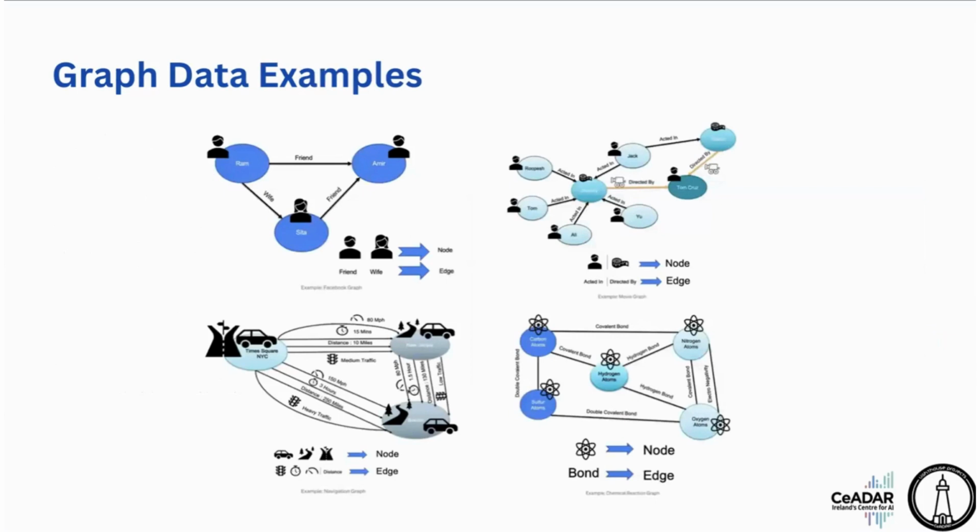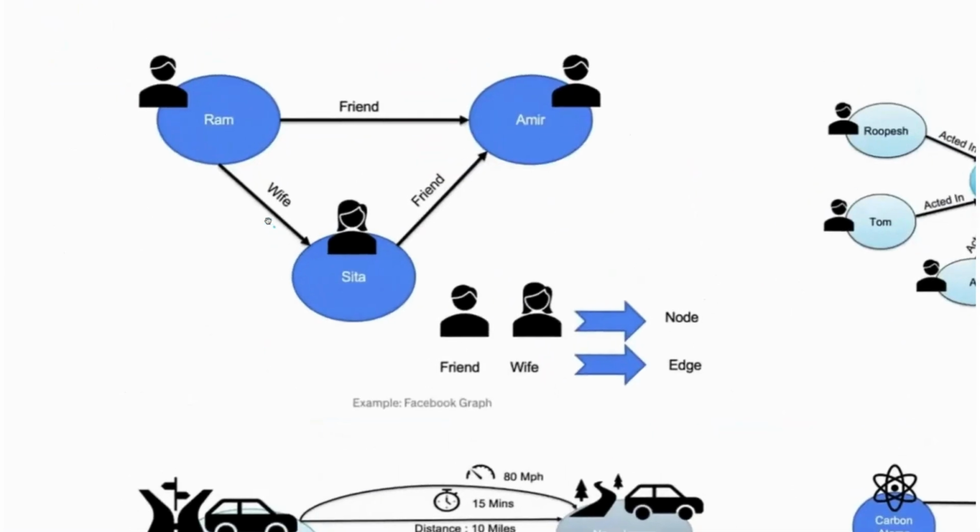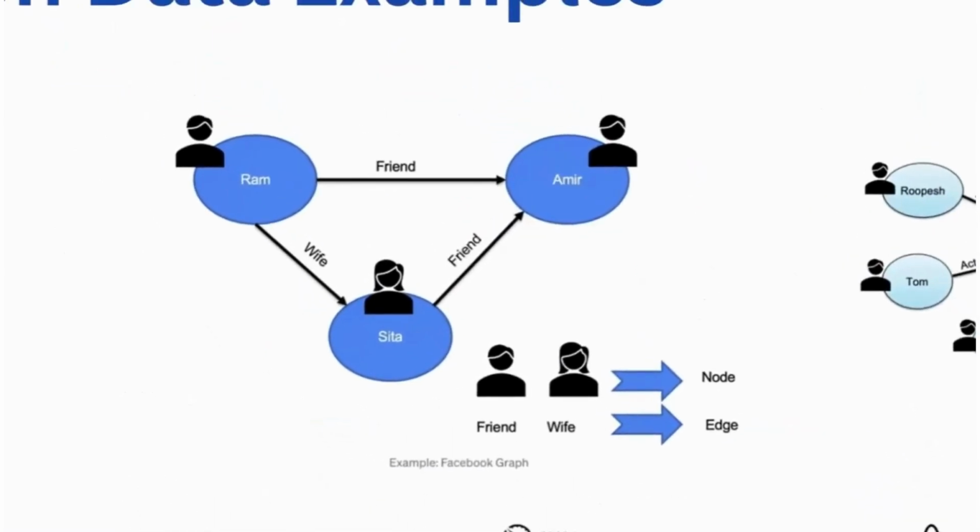One of the biggest examples of graph data is Facebook. In a Facebook graph, the nodes are the people, and their relationships are the edges. A relationship can be friend, wife, or any other relationship. Each and every person here is a node. For example, Ram's wife is Sita. So here the wife is an edge, and Ram and Sita are nodes.